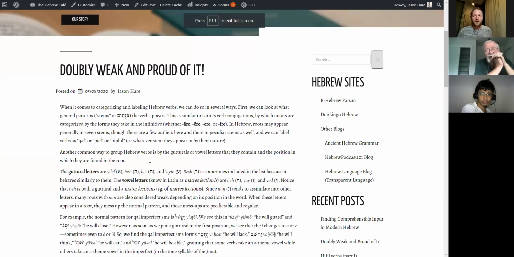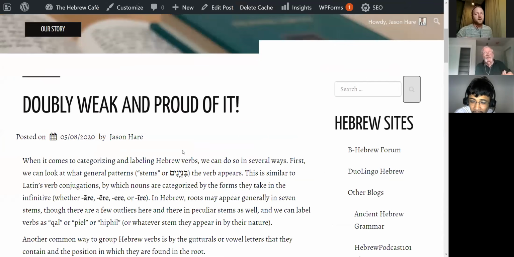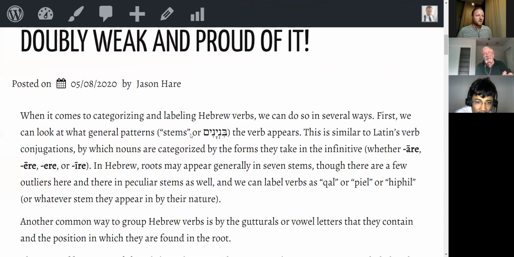So this one I called Doubly Weak and Proud of It. Most of the time when people think of doubly weak verbs, or of weak verbs generally, they hate them. Jonathan was saying that he hates them. I think they're a joy. I think they're the most enjoyable of the verbal roots because they make you think, and I like things that make me think.